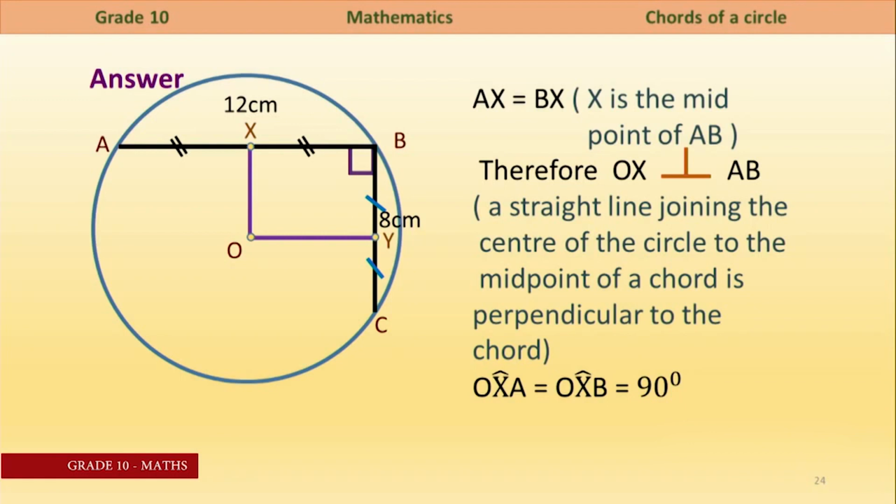Then considering that, we can get the angle OXA and angle OXB, because OX is perpendicular to the AB chord. Using that we can get the angle OXB and angle OXA. They are 90 degrees. Perpendicular means making a 90 degree angle. So we found the OXA and OXB angles as 90 degrees. So I mark it here.